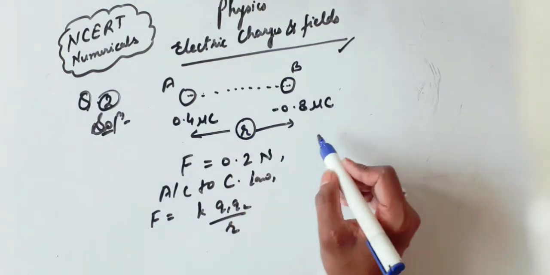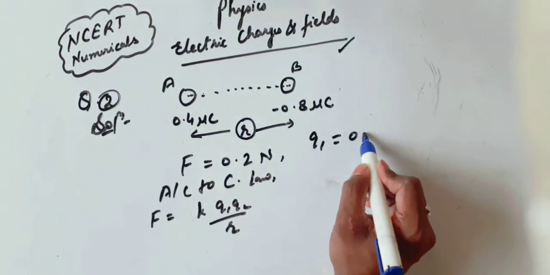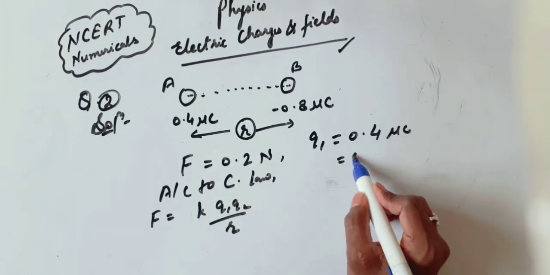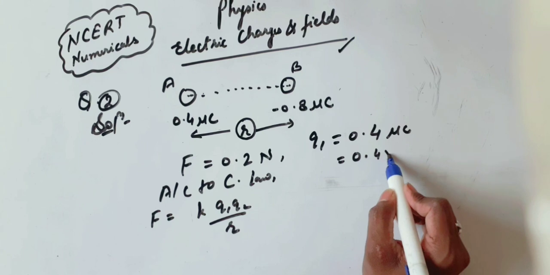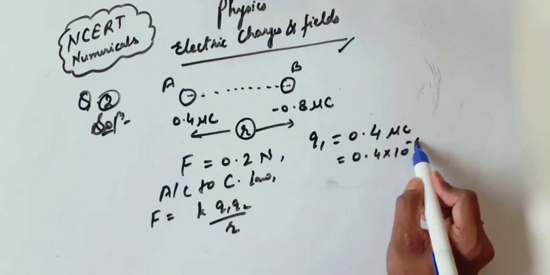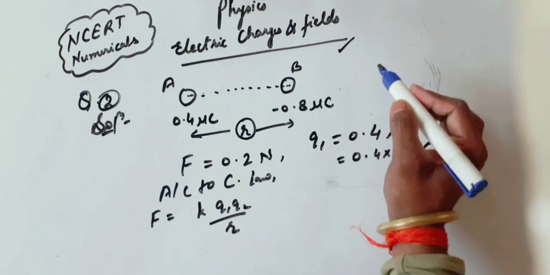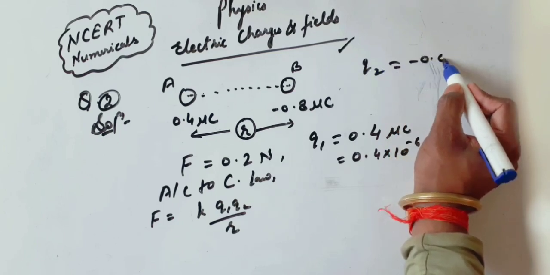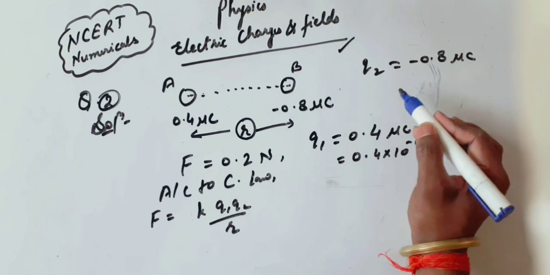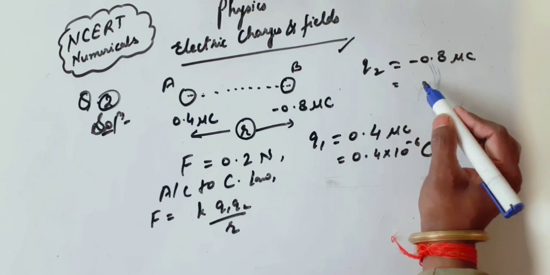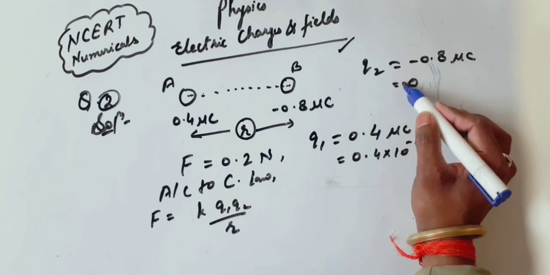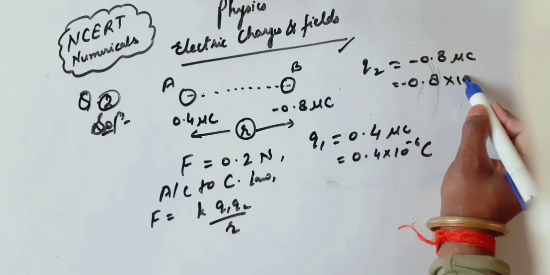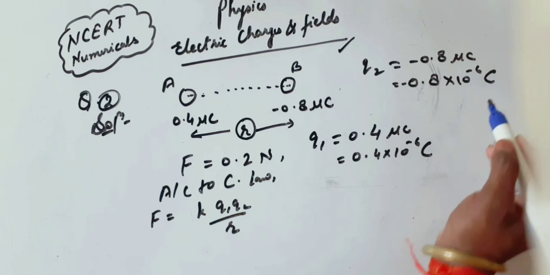So here the value of charge Q1 is 0.4 microcoulomb and it will be converted into coulomb. So 0.4 into 10 to the power minus 6 coulomb. And the value of charge Q2 is what? It is minus 0.8 microcoulomb. So it will be converted into coulomb, and the value of this will be equal to minus 0.8 into 10 to the power minus 6 coulomb.